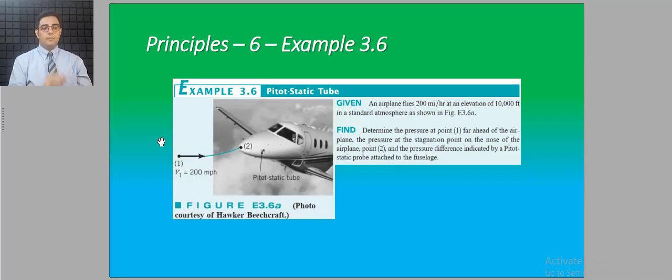This concept is really applicable for pilots who are calculating the airspeed. So in this example, I'm going to solve the pitot static tube, which is example 3.6. I'm going to demonstrate it in written text, so follow me with it.